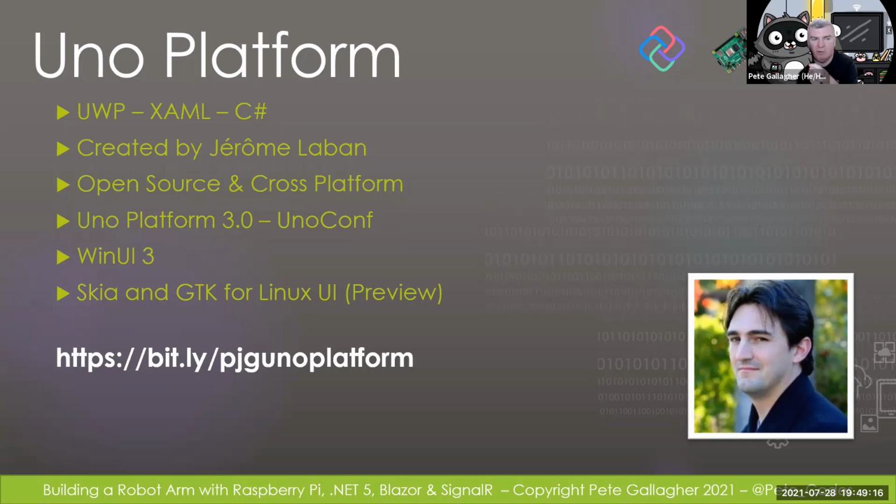They're on Uno Platform 3.something. I think 3.0 was released at UnoConf about a year and a bit ago. And it uses WinUI 3 as well, so we get some of that goodness. Under the hood, it's using Skia and GTK to be able to transliterate the XAML stuff into something that works with the Raspberry Pi.